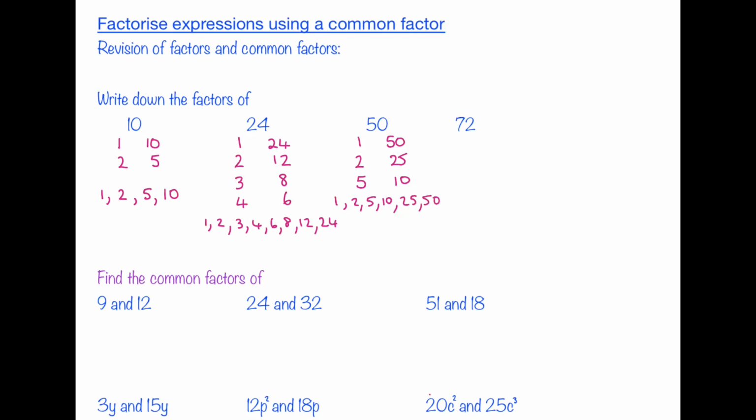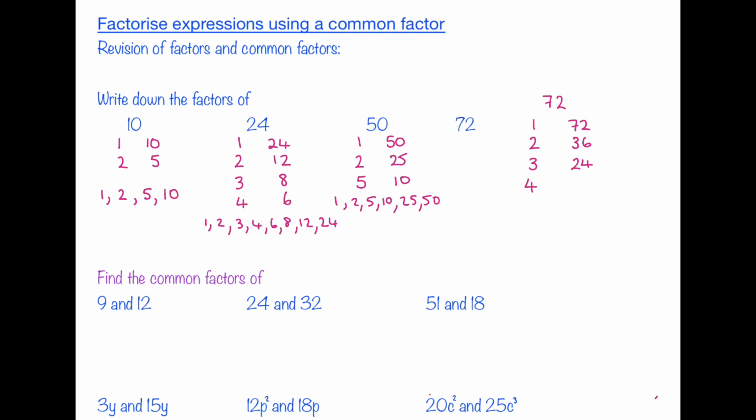Okay, so I'm going to do 72 over here because 72 is one of those numbers that has lots and lots of factors. Okay, so start off with 1 and 72. And then does 2 go into 72? Yes, it does. Half of 72 is 36. Does 3 go into 72? It does. There's 72 hours in 3 days, so that must mean 3 times 24 is 72.